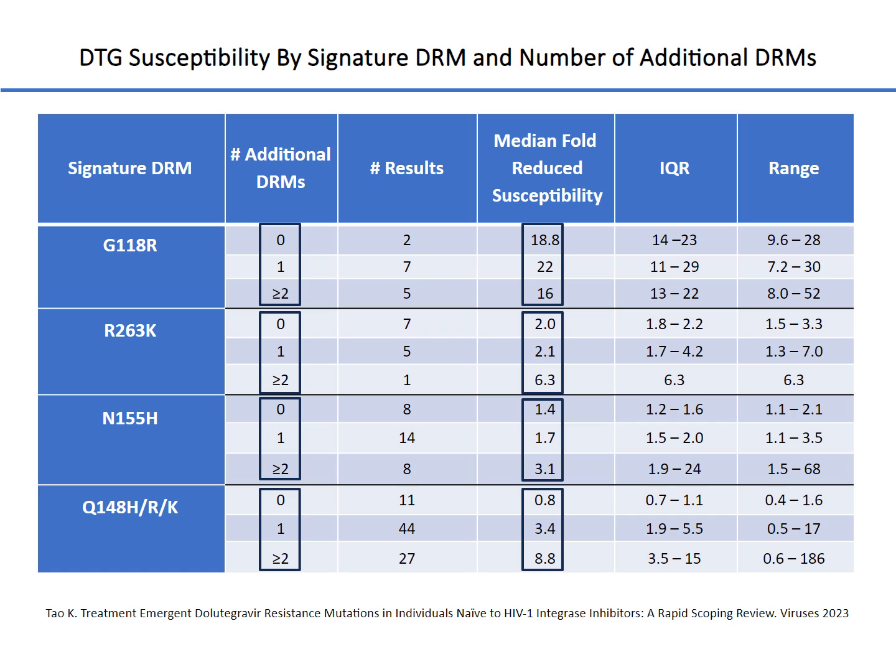Q148H, R, and K alone conferred a median 0.8-fold reduction in dolutegravir susceptibility. With one or more additional drug resistance mutations, they conferred a median 4.1-fold reduction in susceptibility. Several isolates with 148 mutations in combination with mutations at positions 140 and/or 138 and/or additional accessory mutations had higher levels of reduced dolutegravir susceptibility.